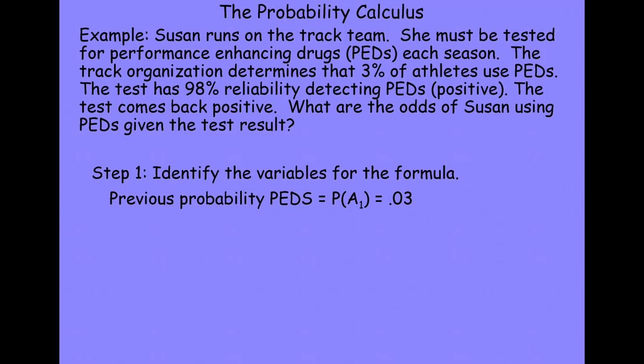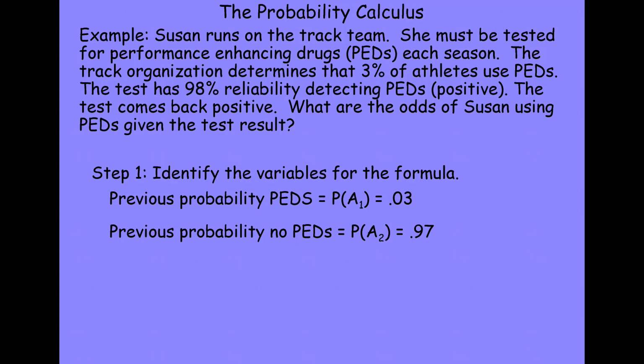How do I get the probability that she's not? Well, she either is using it or she isn't using it. Or she's using a performance-enhancing drug or she's not using a performance-enhancing drug. So all I have to do to get P(A2) is use the negation rule. 1 minus 0.03 is 0.97, and that's the probability before the test that she's not using a performance-enhancing drug.